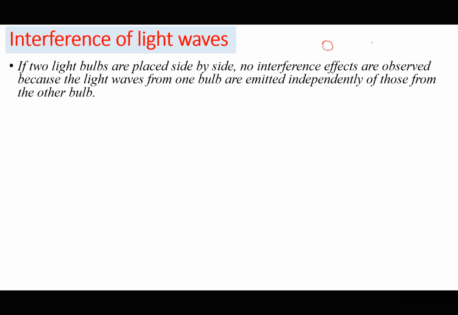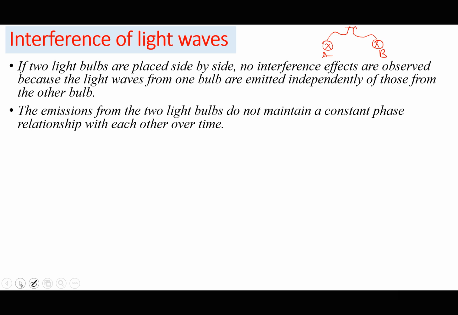So we have bulb A and bulb B. Even if these two are joined to the same power supply, bulbs A and B will not produce the interference patterns that we have been describing earlier on, that is, regions of maximum and regions of minimum intensity. Two light bulbs placed side by side will produce no observable interference effect, because the light waves from one bulb are emitted independently of those from the other bulb, even if the bulbs are joined to the same source. That is the nature of light from bulbs.